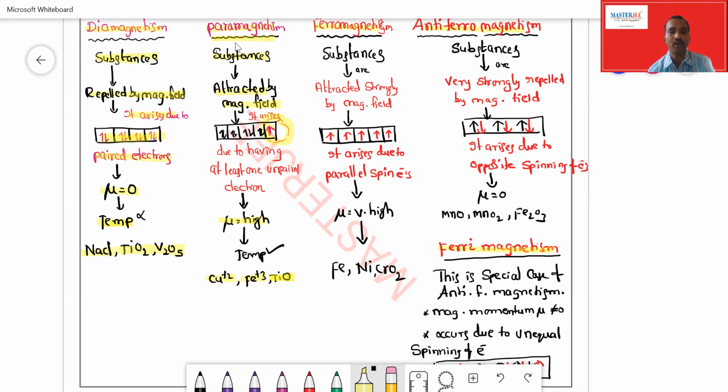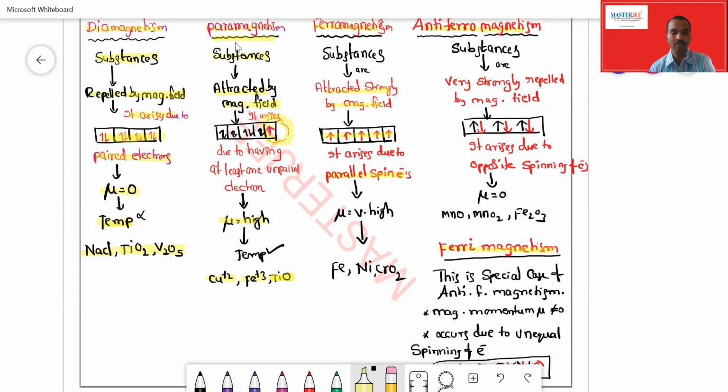Next, coming to ferromagnetism. Substances which are attracted strongly by the magnetic field are called ferromagnetic substances. Ferromagnetic substances are strongly attracted by the magnetic field. Why are these strongly attracted? Because of having all unpaired electrons showing the same, parallel spins. For that reason they are strongly attracted by the external magnetic field.